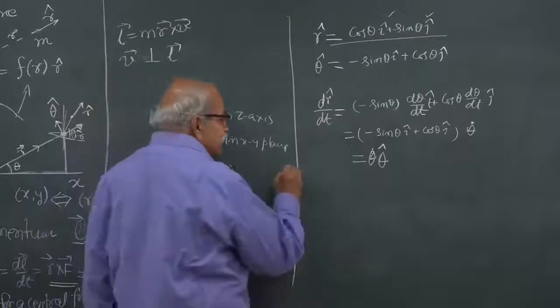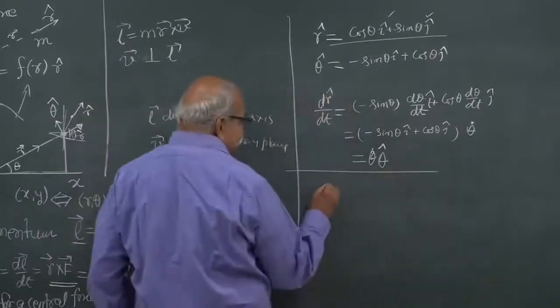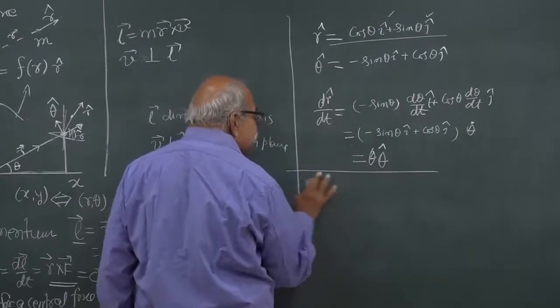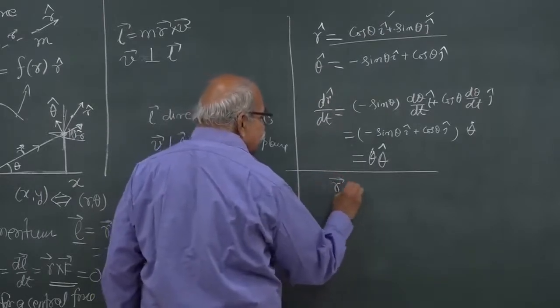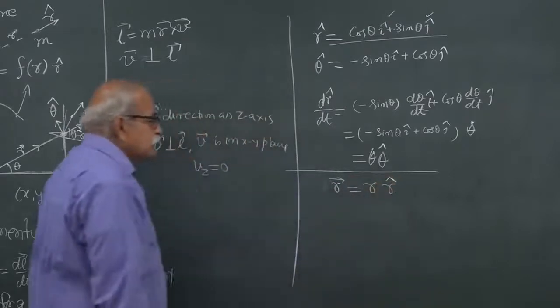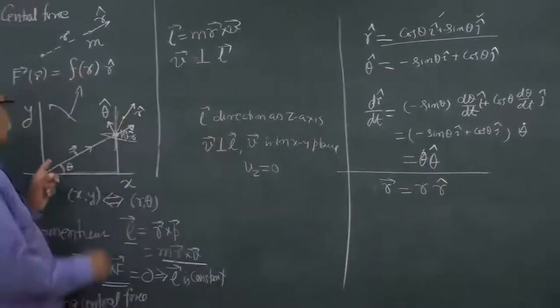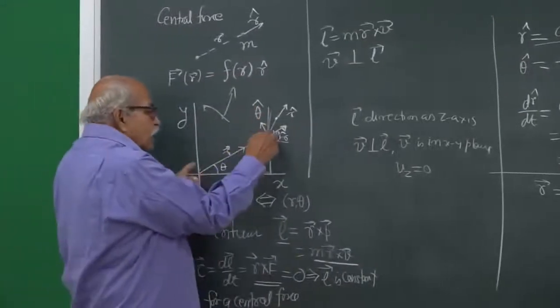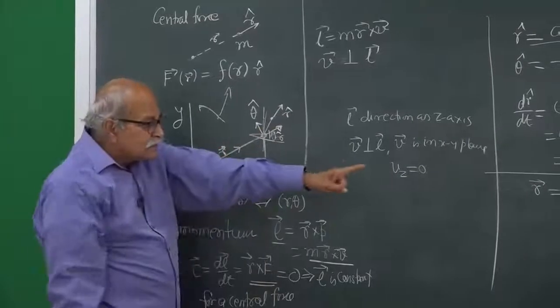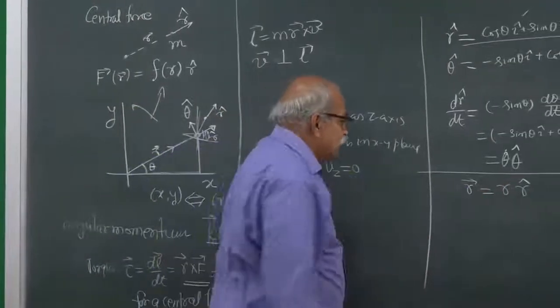Right. So, once again let us write this L vector. You can write what is the V vector. What is first the R vector? The R vector is R cap. Can you see this? The R vector is R, that is the magnitude, and the direction is R cap. So, the R vector is this magnitude R times R cap.